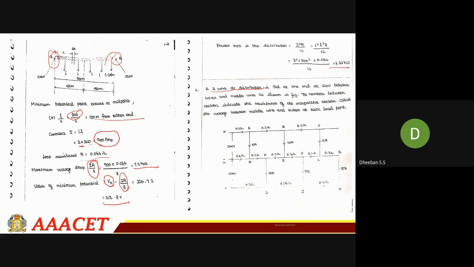This is how it looks. There will be positive, negative, followed by positive, negative. This is also fed at one end, between the outer wires and the middle wire. The voltage will be 220 volt, and again 220 volt. The numbers between the sections indicate the resistance of the respective section. You have to calculate the voltage between the middle wire and the outer wire at each load point. That's what you have to calculate.